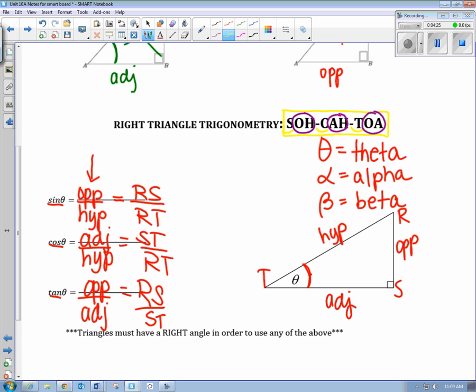One last thing that I do have to note here is that triangles must have a right angle in order to use any of the above, the sine, the cosine, or tangent. When we get towards the end of this unit, we will be talking about how to solve triangles when there's not a right angle, but for right now, everything that you do has to have a right angle in the triangle.